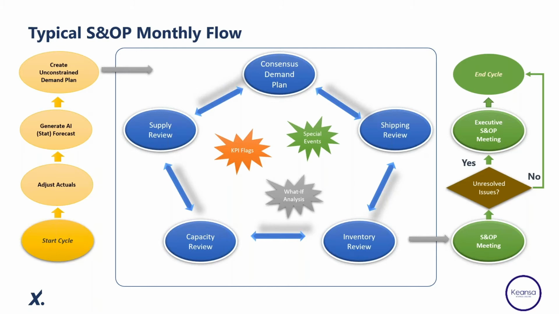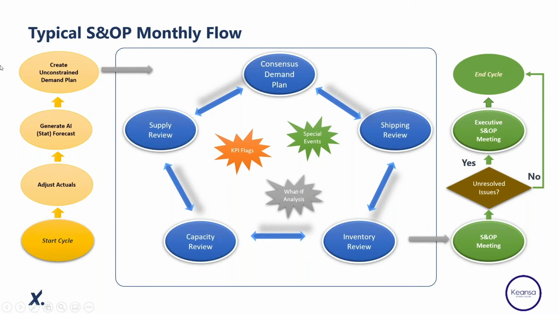But this is a starting point. It's our unconstrained demand plan. This goes into our demand planners. They talk about all the different sources of demand. This would be sales, this would be our distribution channels, this would be different distribution centers that require information or material. This is all put together by the demand planners into a consensus demand plan.